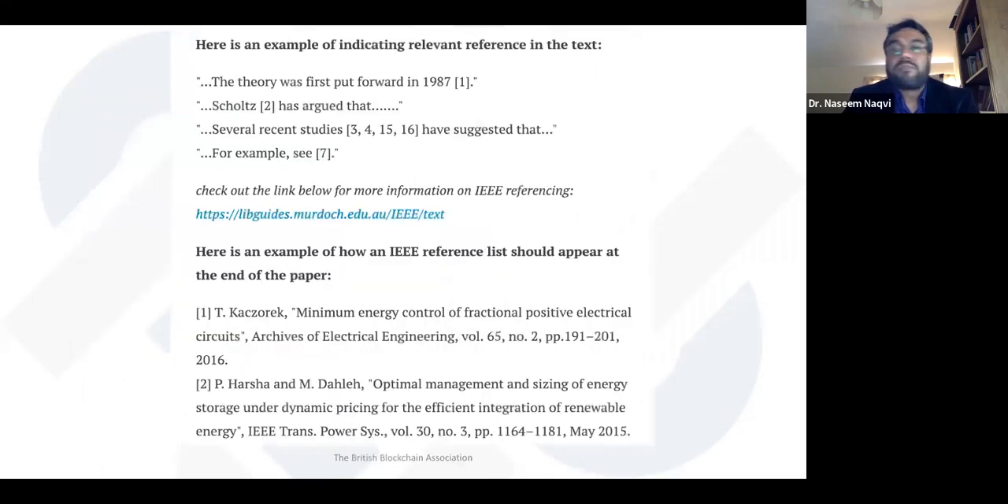So here is an example of how to cite the references correctly in IEEE format, which is the referencing format that we use for the JBBA. It's a very simple numerical order, 1, 2, and 3 in brackets. And in the reference list, they should appear like this: the first initial of the author followed by their last name, and then the article title.